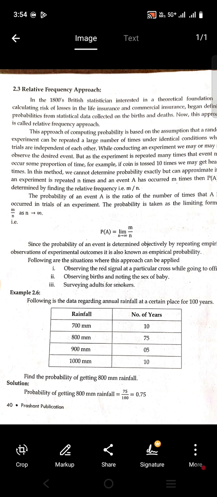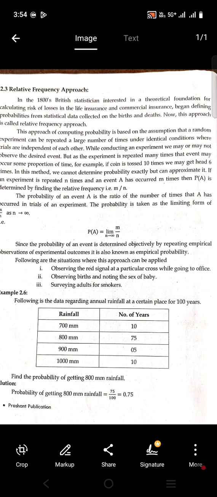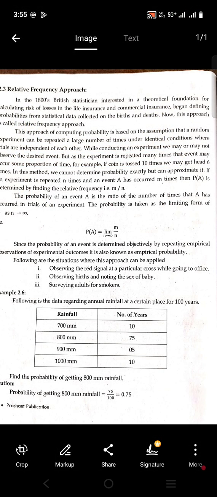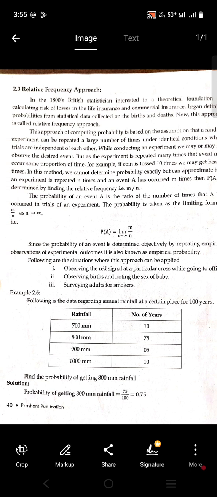Now let us see an example of the relative frequency approach. The following is the data regarding the annual rainfall at a certain place for 100 years. In the first column is rainfall and the second column is number of years. Rainfall 700 mm, number of years 10; 800 mm, 75 years; 900 mm, 5 years; and 1000 mm, 10 years. Then find the probability of getting 800 mm rainfall.